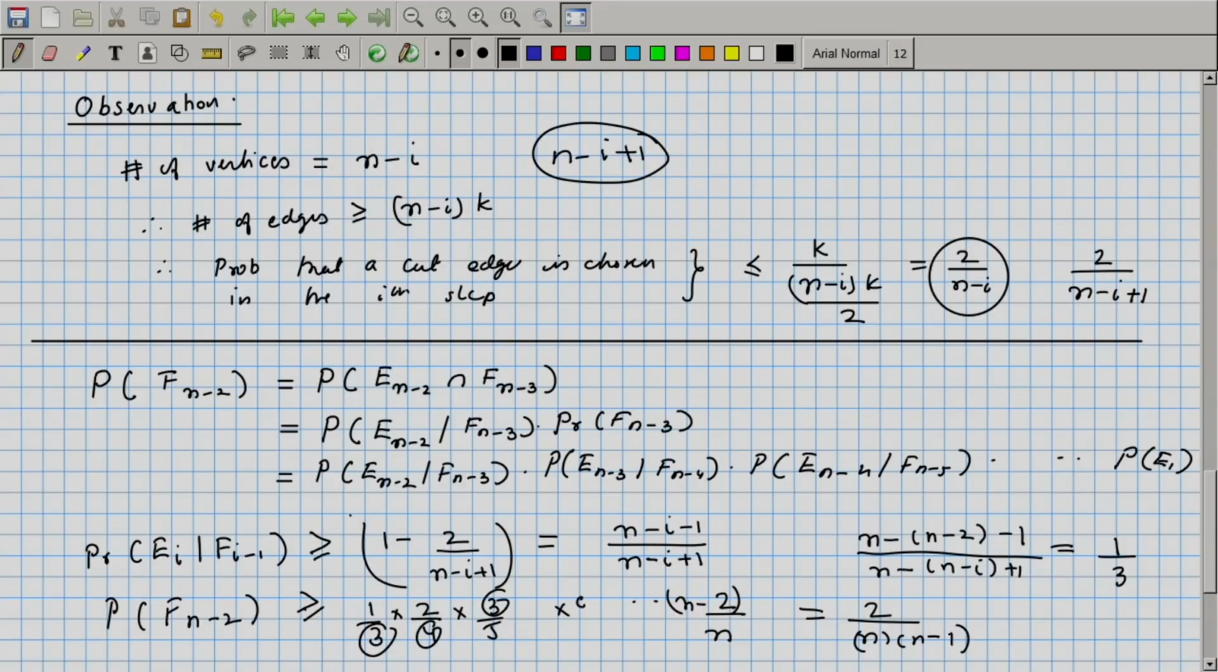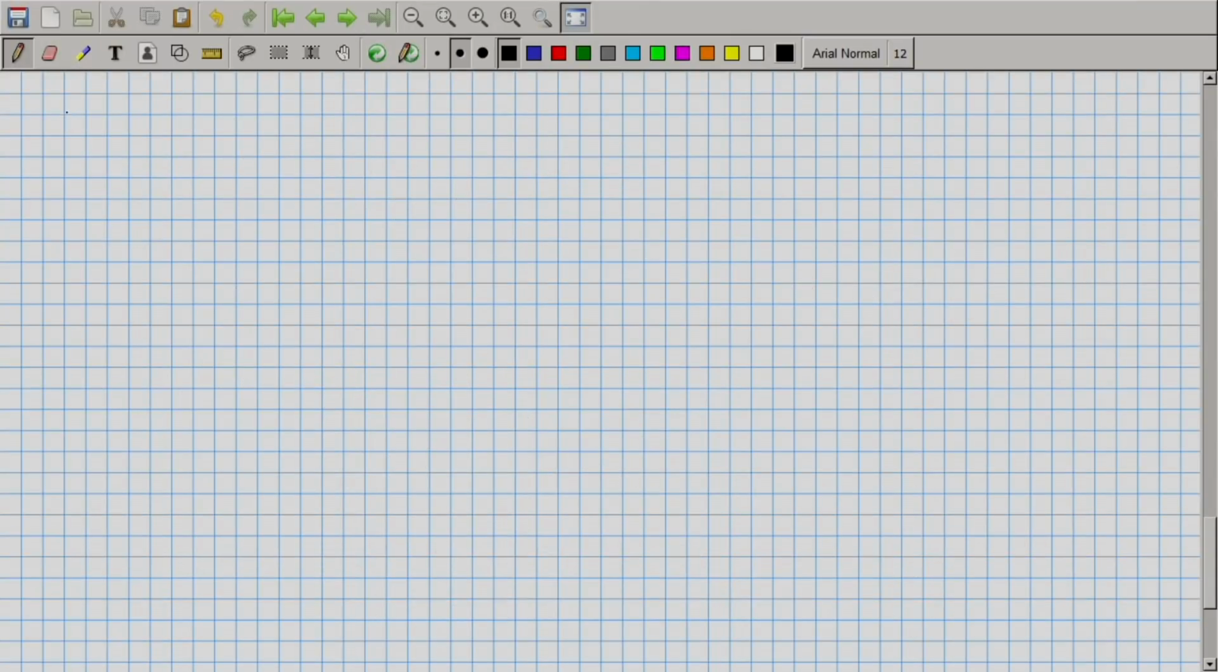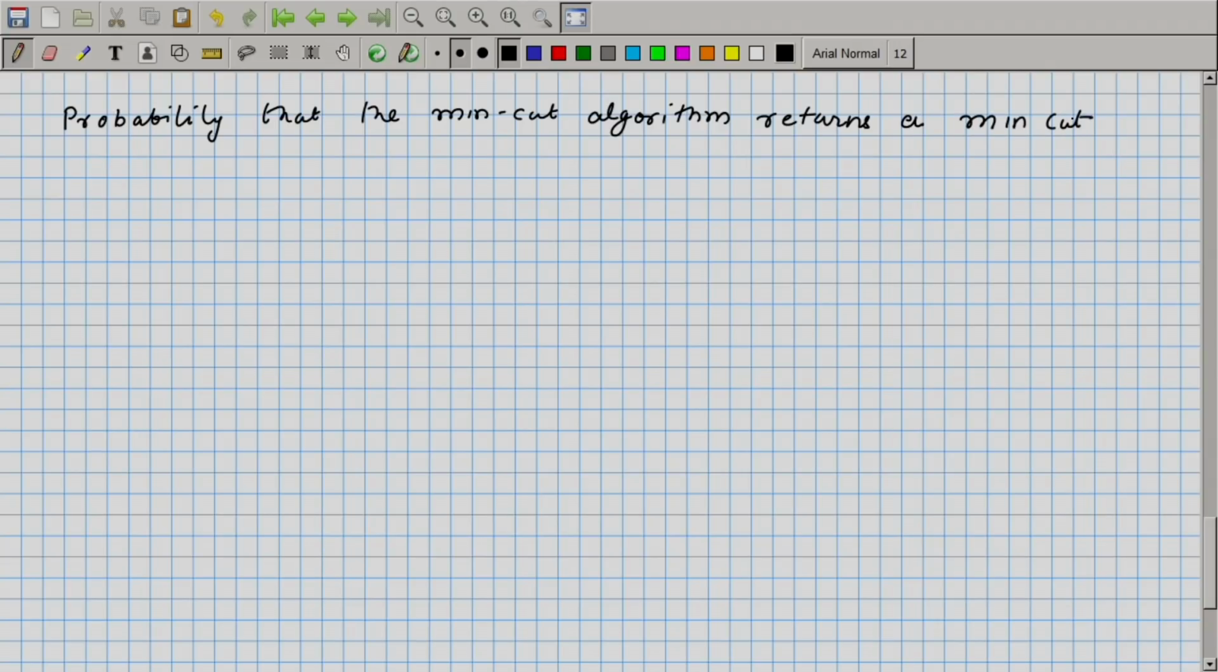So, we can conclude that this algorithm will succeed with this much probability. So, the probability that the Mincut algorithm returns a minimum cut is going to be greater than 2 divided by n into n minus 1.